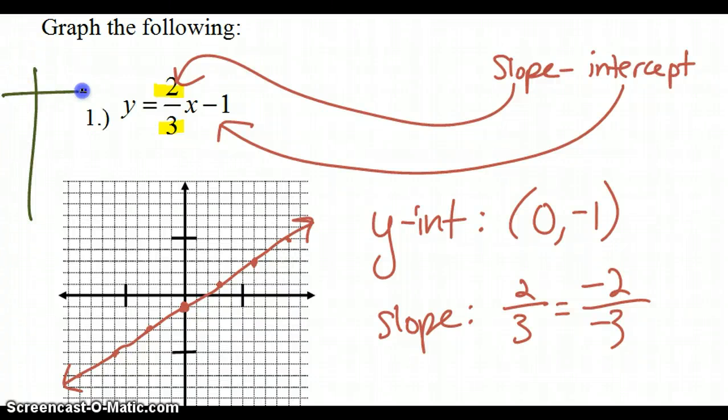You could always make a chart of x coordinates, y coordinates. So when I plug in, for example, 3 for x, this would be 2/3 times 3, which is 2. 2 minus 1 is 1. So that makes the y 1. So I know that (3, 1) must be on my line. 1, 2, 3, 1. Great, confirmed, that works.